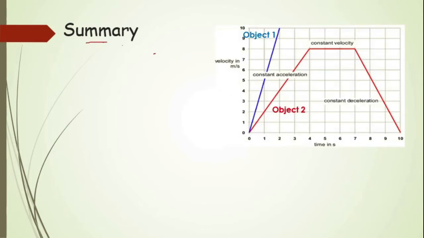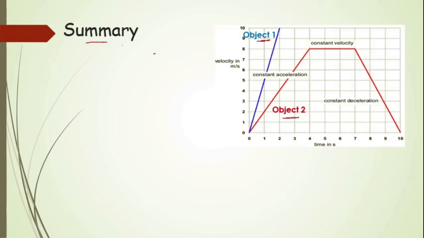Hello children, let's summarize whatever we have learned till now. This is a velocity time graph of two objects, object 1 and object 2, right? So let's look at it a little bit more in detail.